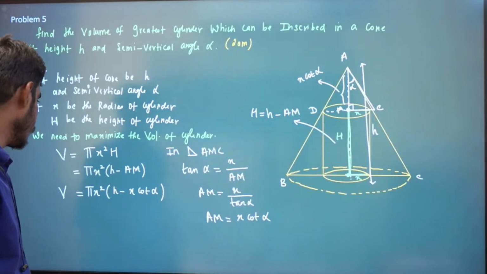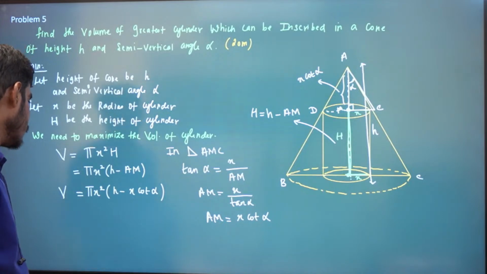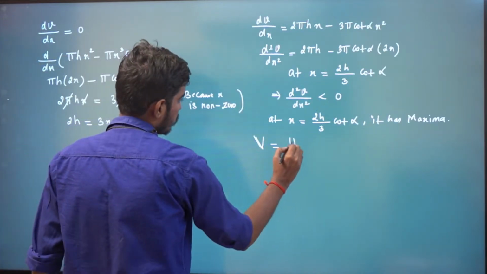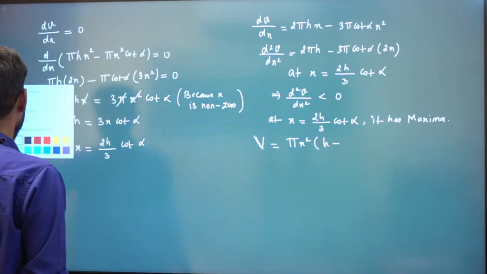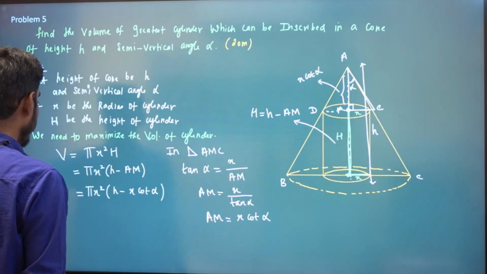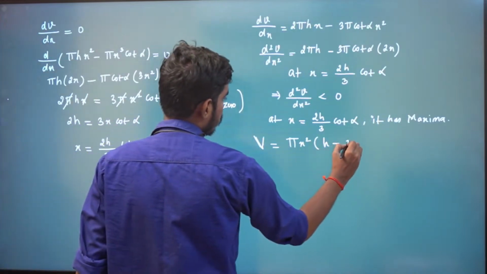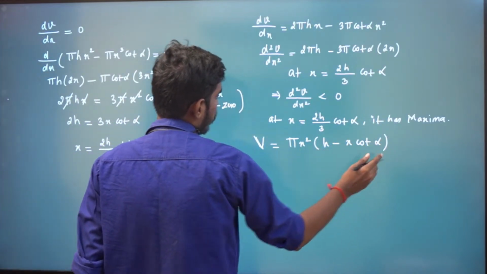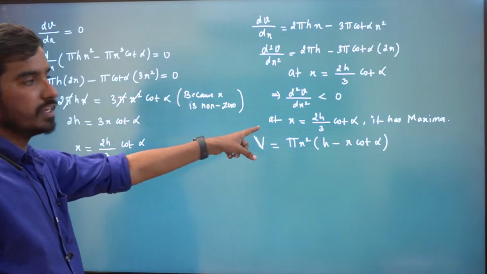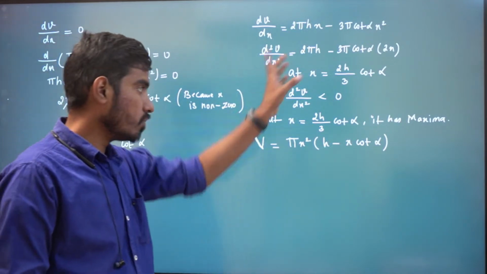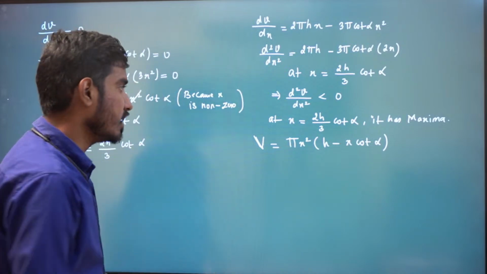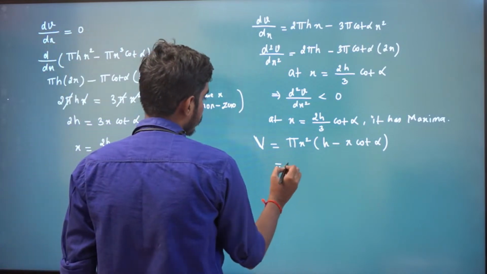Now, what is the volume of the cylinder? Pi x square into (h minus x cot alpha). This is your volume of the cylinder, and this will be maximum when x is 2h by 3 cot alpha, because that is your critical point. At this point the second derivative is less than 0, which means it has maxima. So substitute that point here.